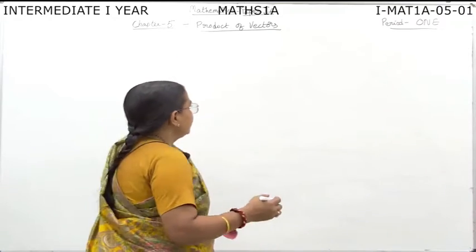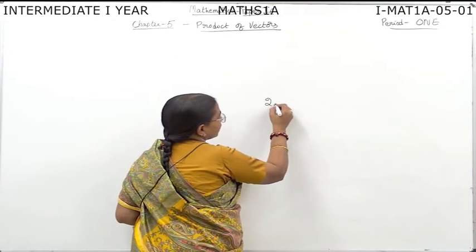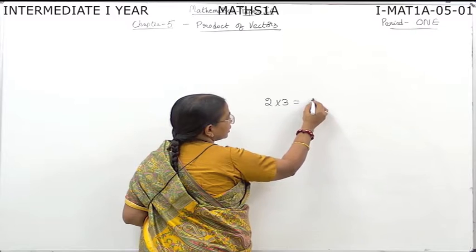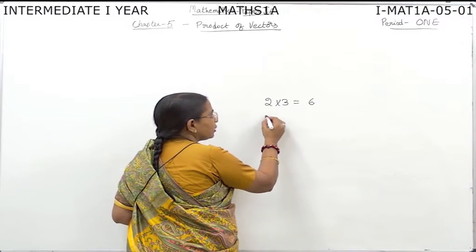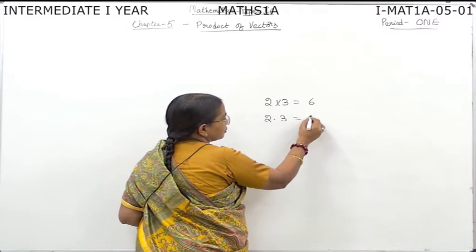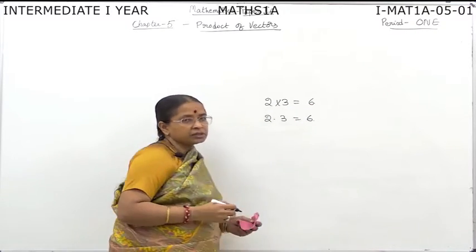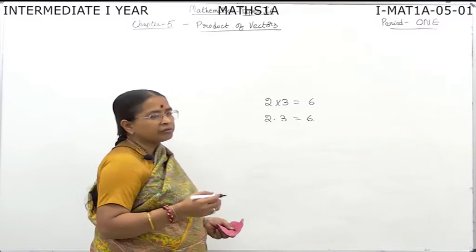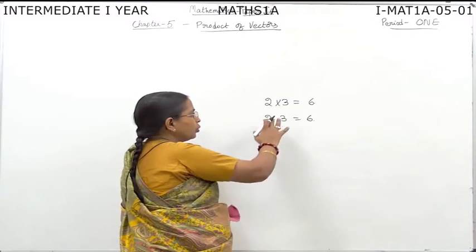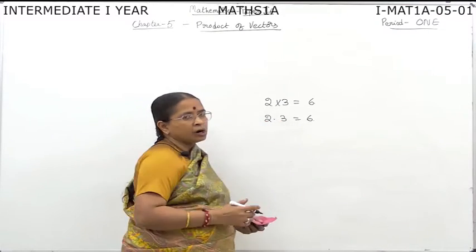See, in real numbers, suppose I have to multiply 2 into 3. I'll write 2 into 3 and then 6 like this. And then I can also write 2 dot 3 is equal to 6. We use these notations in multiplication of real numbers, the cross, or we sometimes write a dot like that.